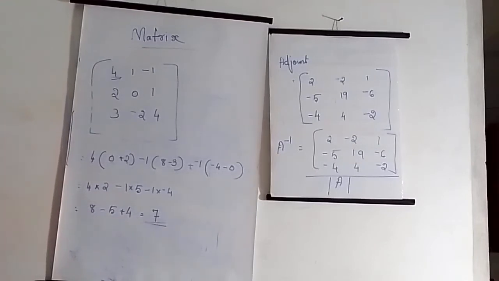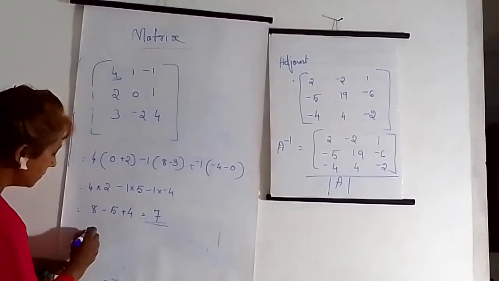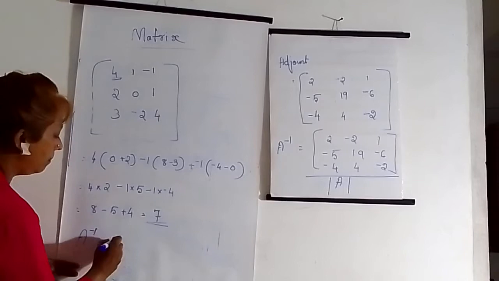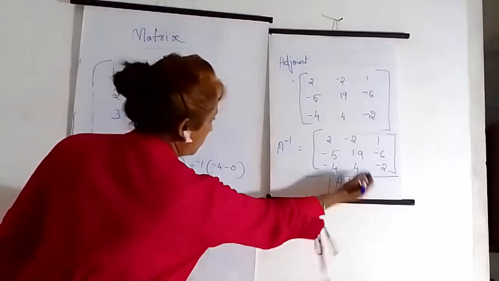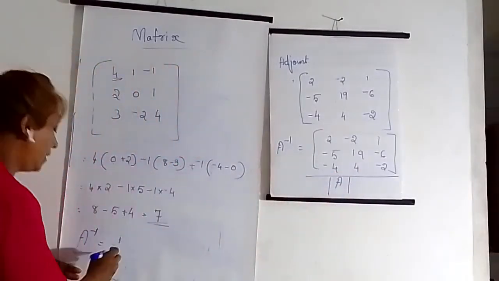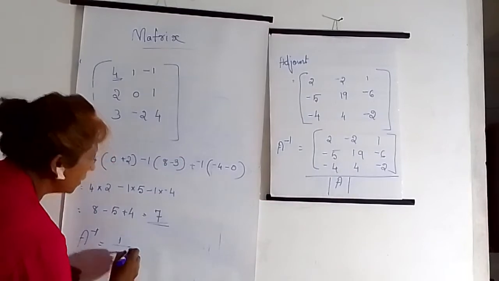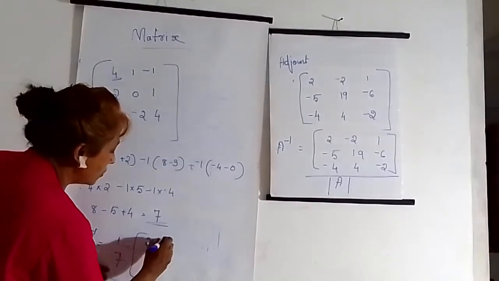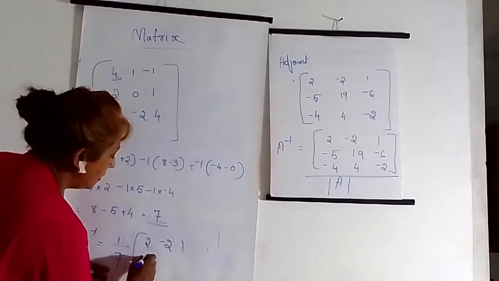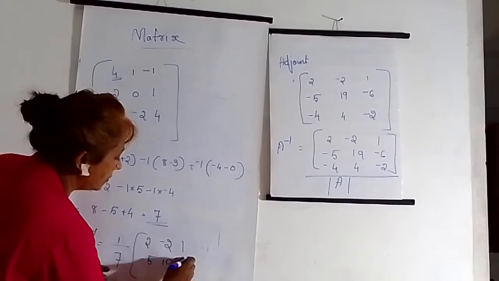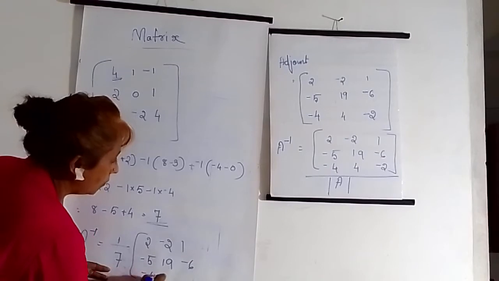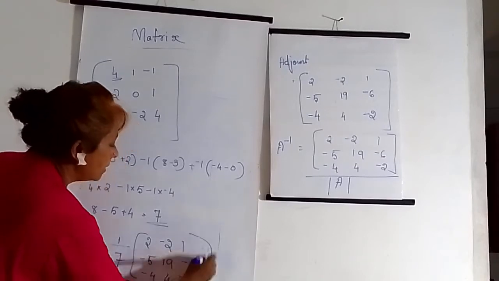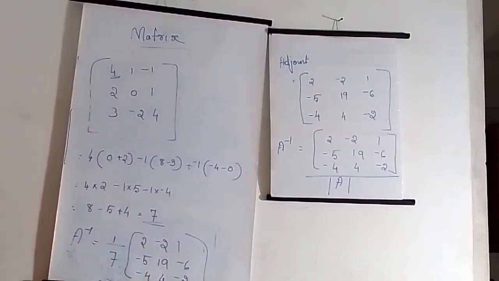So what will be the inverse? A inverse is 1 by 7, already this matrix divided by 7 itself. 1 by 7 into the adjoint matrix. The adjoint matrix we already wrote. It is 2, negative 1, 1, negative 5, 19, negative 6 and negative 4, 4, negative 2. This is the inverse. This is one method. You should try it. Take another matrix and try it.